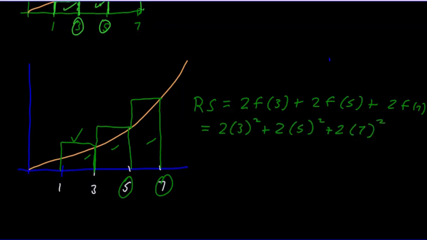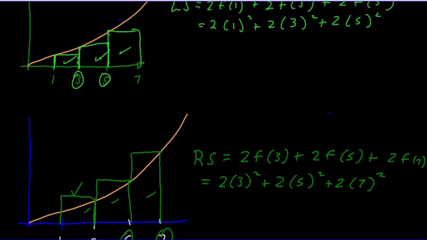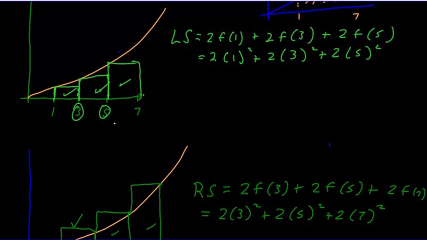So we have the left sum and we have the right sum. Now notice the right sum is going to be an overestimate. The left sum, of course, is an underestimate. But the true area is going to be between these. It's bigger than the left sum, less than the right-hand sum.